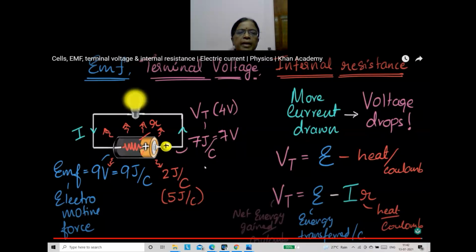IR. I is the current flowing, r is the internal resistance. What is the voltage drop? What is the voltage drop across the cell?